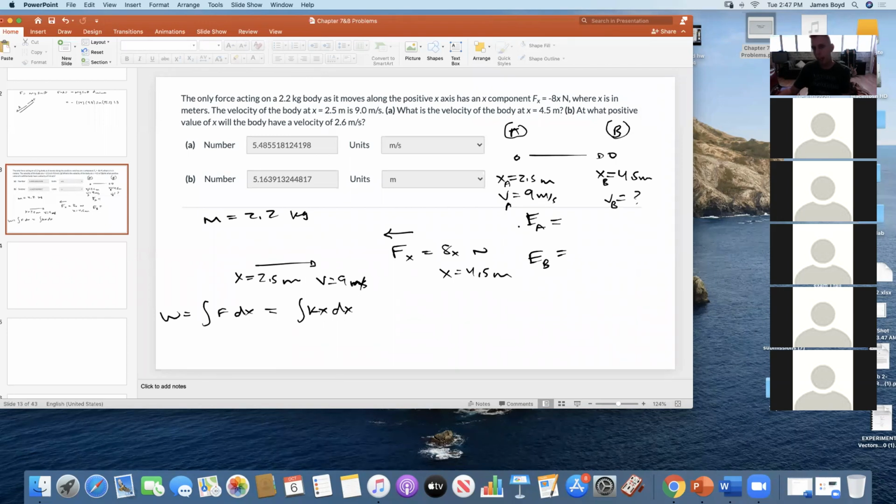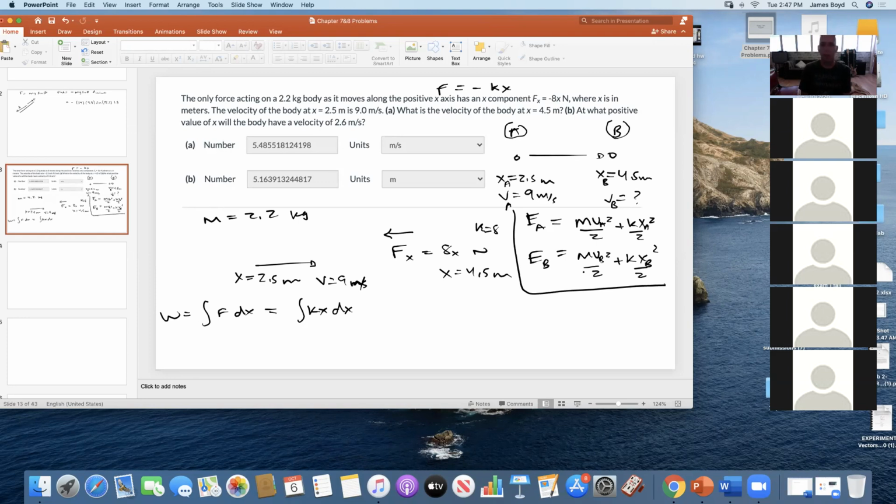The energy at A, because this is a restoring spring force, is m va squared over 2 plus k xa squared over 2, where k is 8. The force due to a spring is minus kx, which is exactly what this is, where k is 8. This is m vb squared over 2 plus k xb squared over 2. This is the first step of these problems.